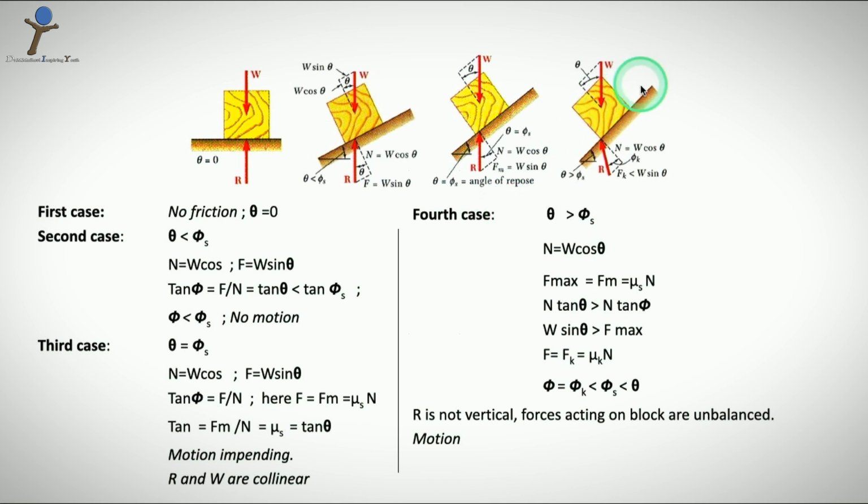Both lines of action of the forces lie on the same line. Then comes the fourth case, where theta is greater than phi s. The resolved components are n equal to w cos theta and f max equal to Fm. So n tan theta is greater than n tan phi, w sin theta is greater than f max, then f is equal to mu k n, phi is equal to phi k, which is less than phi s, which is less than theta. R is not vertical. Forces acting on the block are unbalanced, so there is motion.